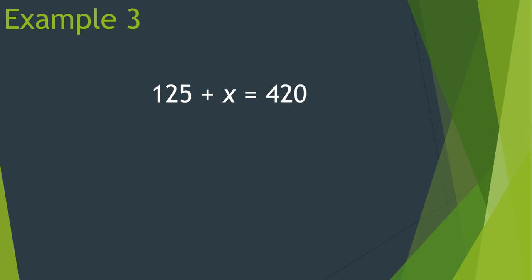One more addition example. So again, our variable is in first, but the steps are still the same. We have a positive 125, so plus 125. The inverse of that is to subtract 125. The 125 minus 125 cancel out. Down comes our x, down comes our equal sign, and when we do our subtraction, we get our answer of 295.